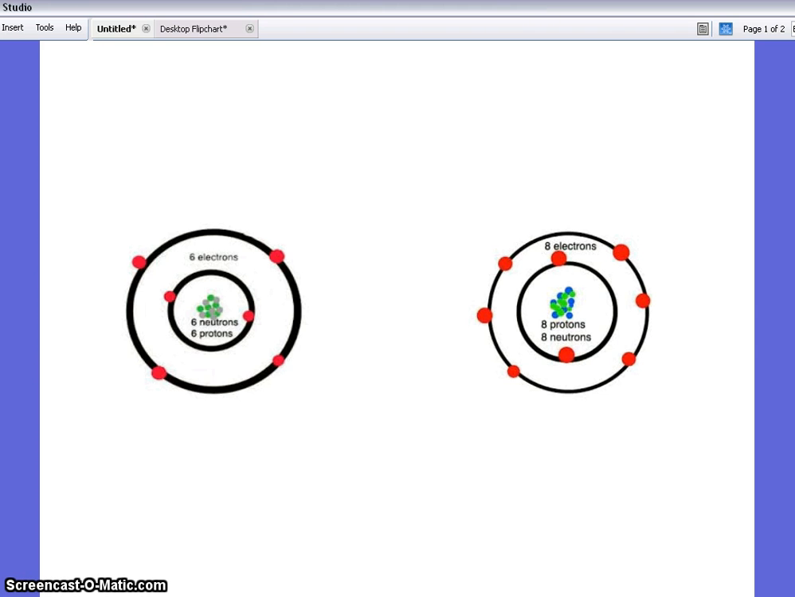Now, as you can see, electrons are found outside the nucleus in particular energy levels. The first energy level around any atom can only hold 2 electrons. The remaining energy levels can hold up to 8. If you look at carbon, its outer electron shell has 4 electrons. It can hold up to 8. Oxygen has 6 electrons in its outermost shell, but it can hold up to 8.